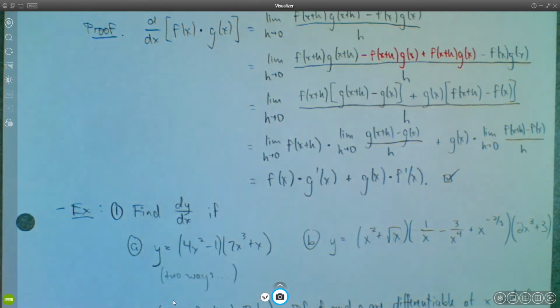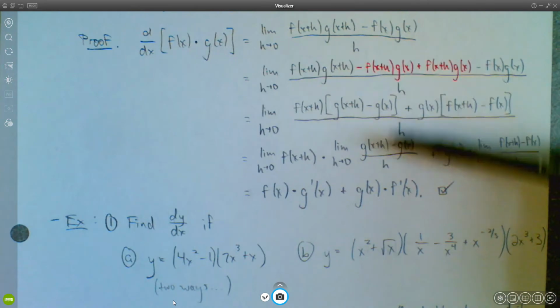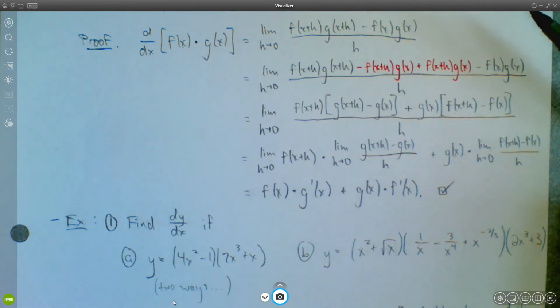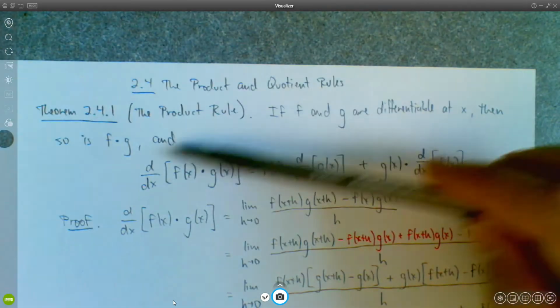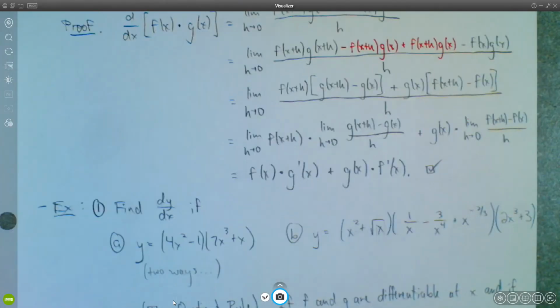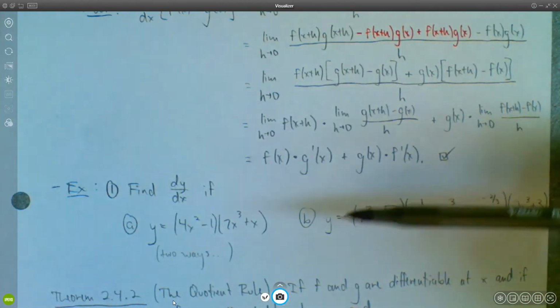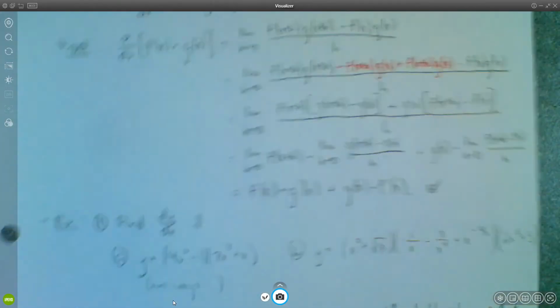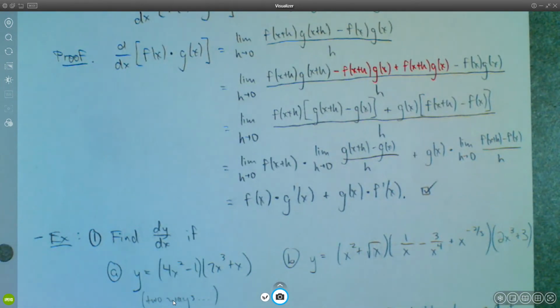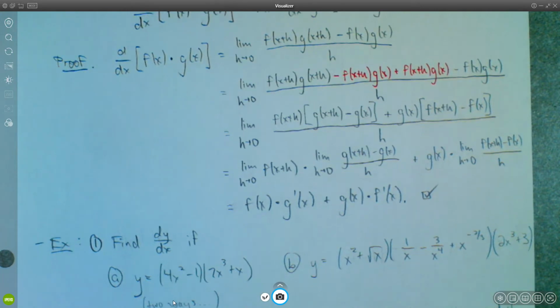So I want to give you a couple examples of this, and maybe this proof will make more sense to you after we look at a couple examples, after you understand the statement a little bit better. So you might look at these examples, and then if you didn't understand the proof, you could go back and watch that portion of the video again. Not that I'm going to ask you to prove it on a test or anything like that, but anyway, let's practice.